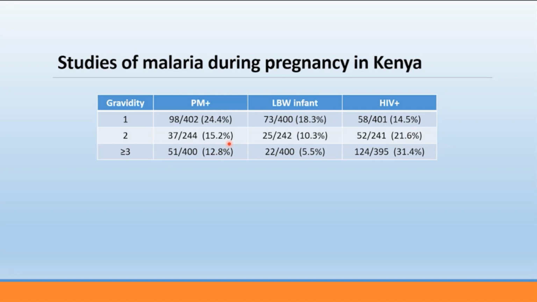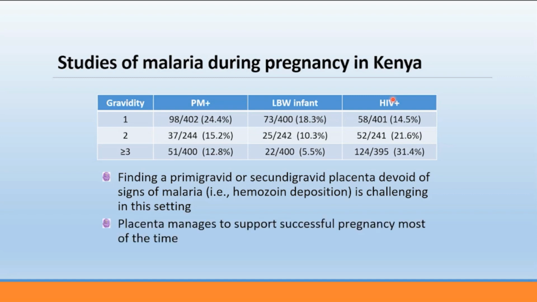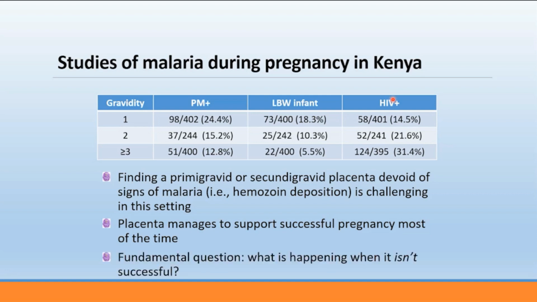So note that this is a complex kind of study in a complex area where we have multiple diseases, including both those that are malaria positive and PM plus, as well as HIV positive. And locating mothers that are in their first pregnancy can be challenging in this setting. So this cohort represents a very unique kind of sample set where we have a large number of patients. We note that in many cases the placenta manages to support a very successful pregnancy most of the time. But there are also issues when it's not supported. What happens? Why is it not successful? We'd like to know more about the biology of that.